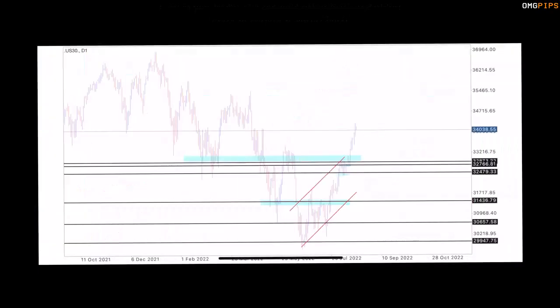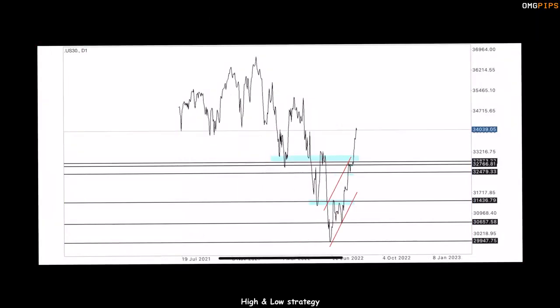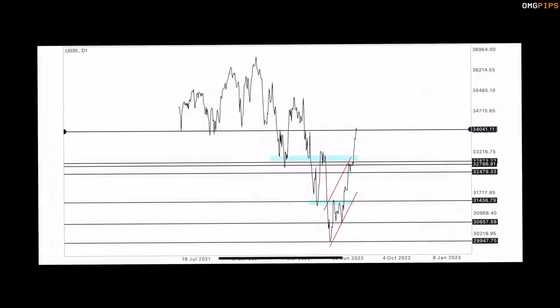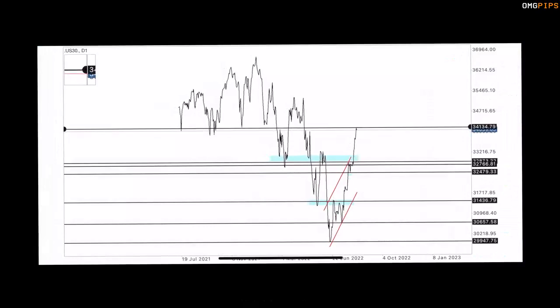Now I'm going to finish up my USDT analysis by using the high and low strategy, basically marking all the sensitive areas we have in the market whereby we have a lot of reversals. Reversals in the past will help us to have potential reversals in the future.